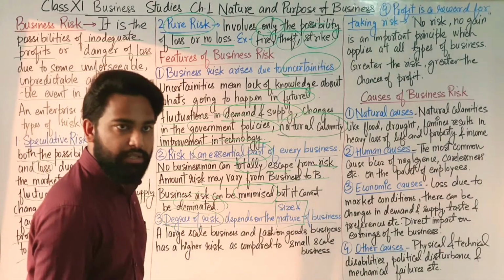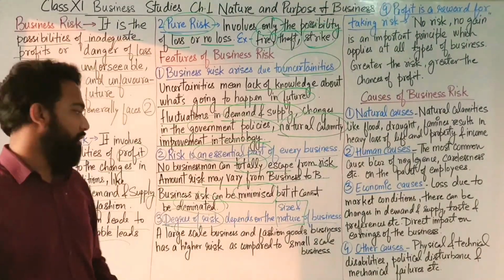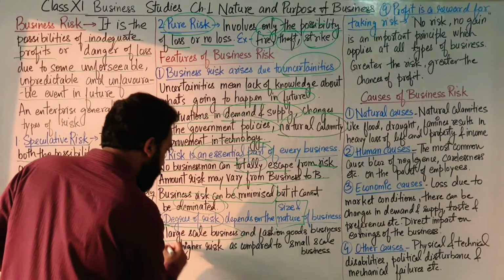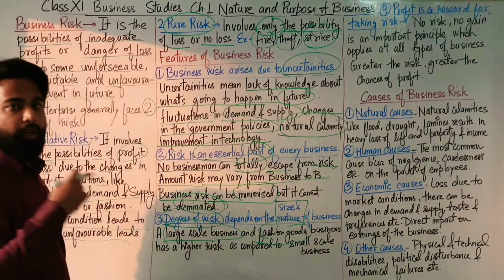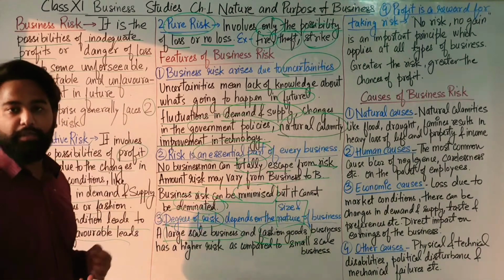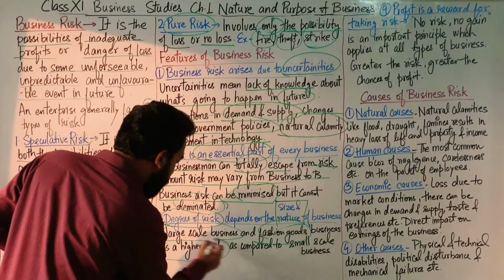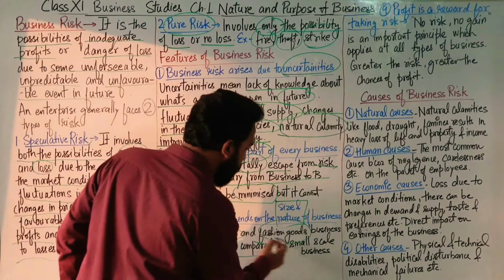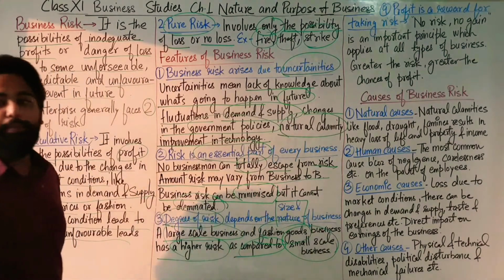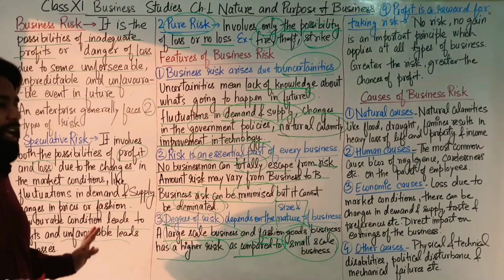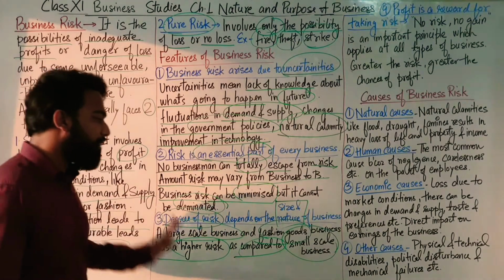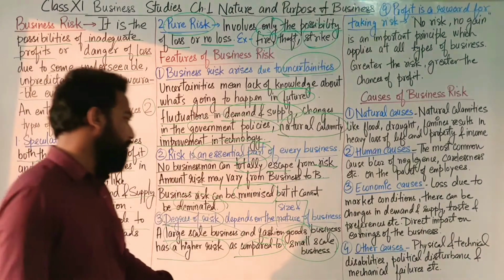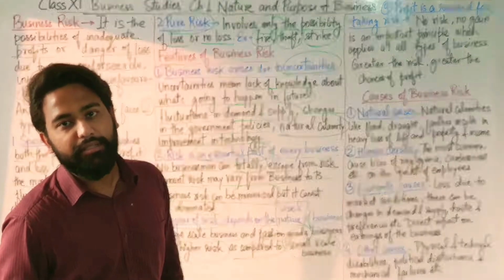Now, the next one: degree of risk depends on the nature and size of business. What is your business and how big is your business? A large scale business and fashion goods business, all those clothing and large scale businesses have a higher risk. These types of businesses have higher risk as compared to smaller scale businesses. Is that clear? Everywhere, the larger scale business and fashion goods industries have the highest amount of risk as compared to the smaller scale businesses.